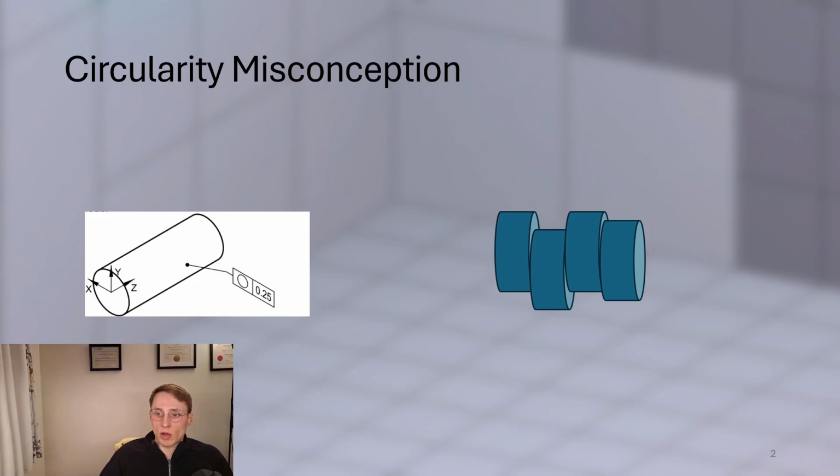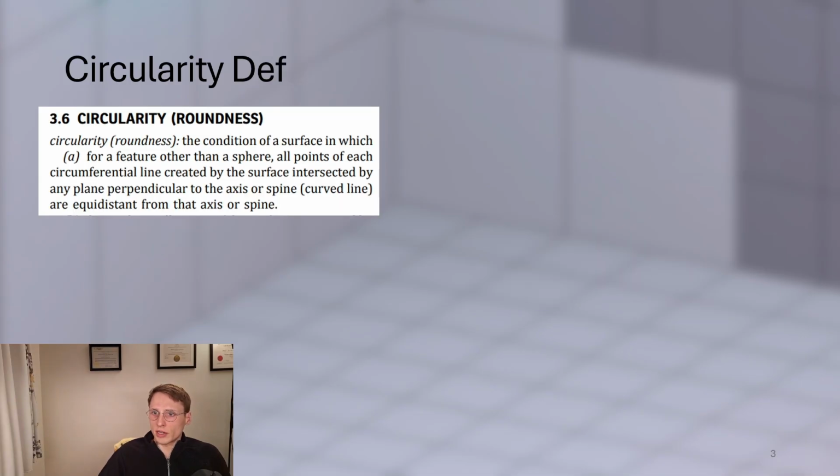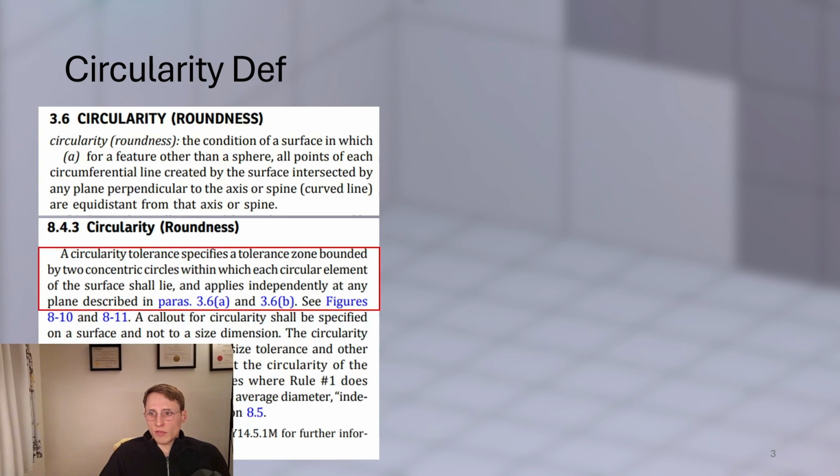And I'd like to show you why that's incorrect and then push a little bit further and look at what the actual definition of circularity is and how it relates to cylindricity. So the definition of circularity is essentially if you are to take an axis or some sort of spine, if it's a curved feature, and take a cross section perpendicular to that axis, all the points of the feature that you see should be equidistant from that spine or axis.